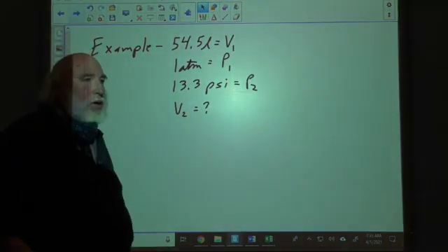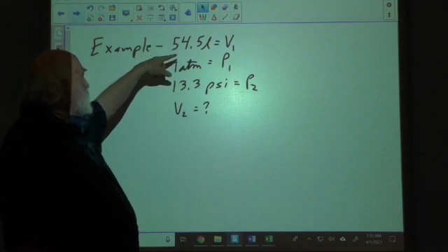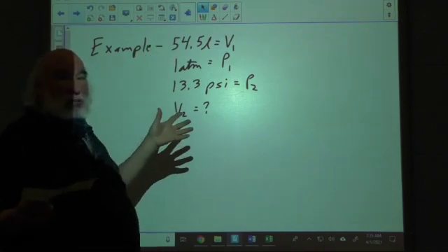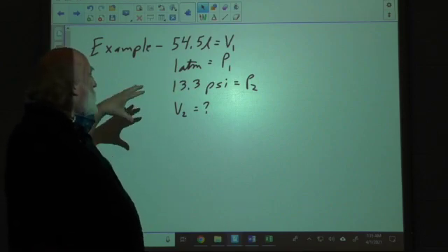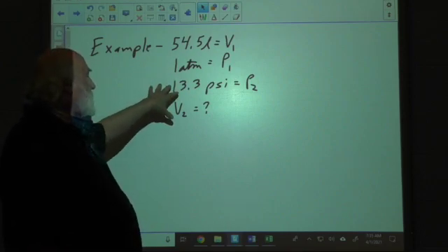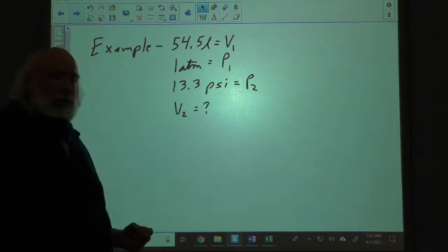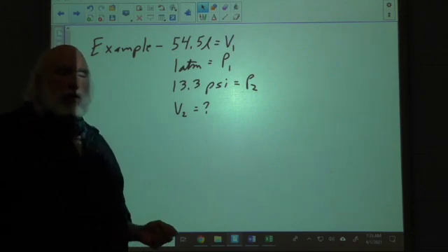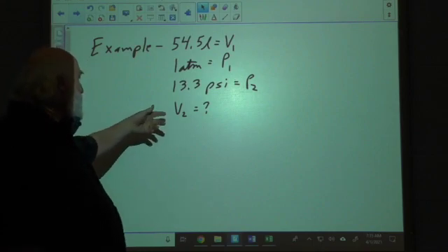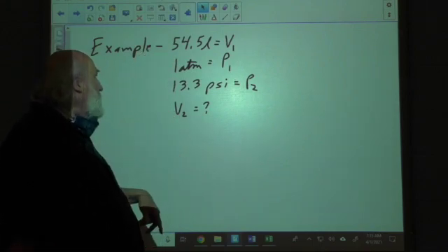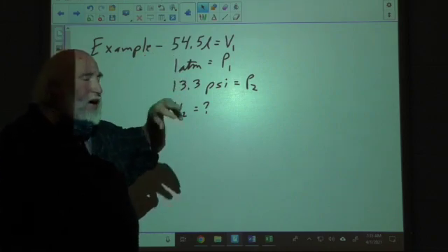First one, we had 54.5 liters of a gas. I don't remember the gas, and it really isn't important what gas it is, at 1 atmosphere pressure, but then we changed the pressure from 1 atmosphere to 13.3 psi. Now, here's the deal. The pressure labels must be the same, and the volume labels must be the same. Well, the volume is not going to change here, but you see the two pressures here. We have two different values.